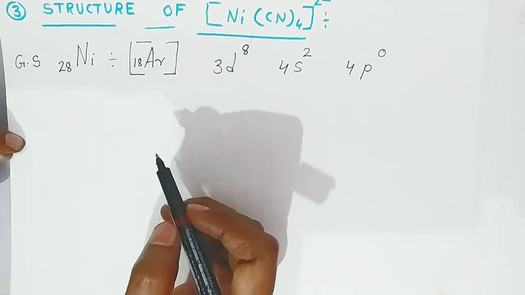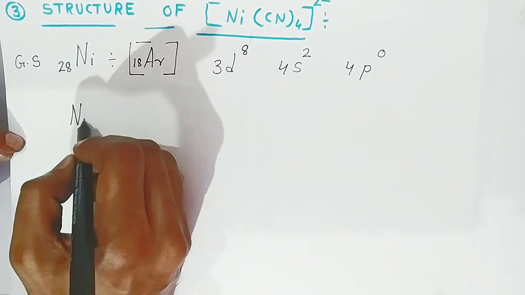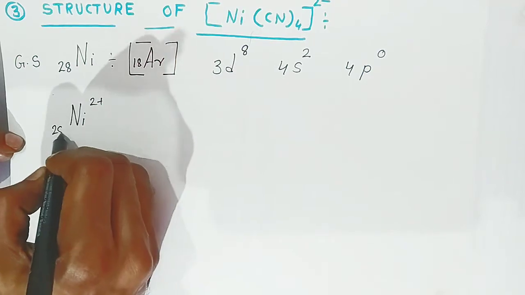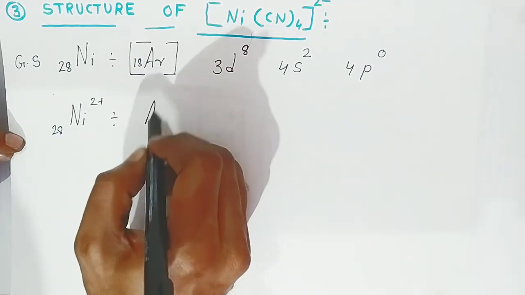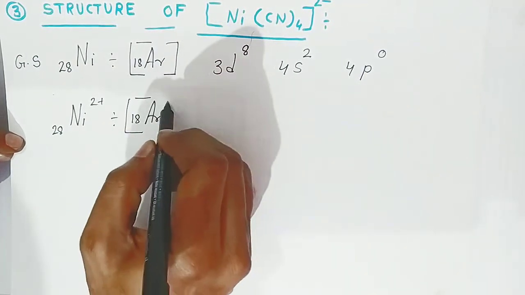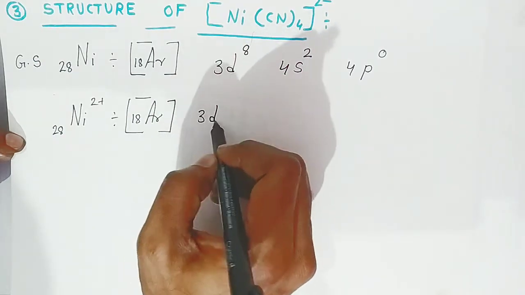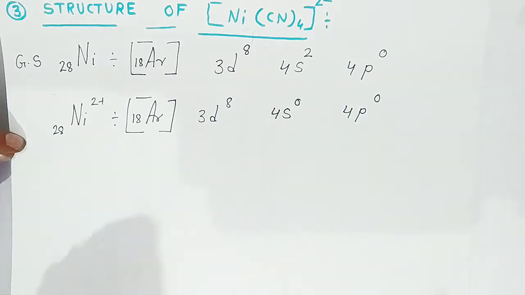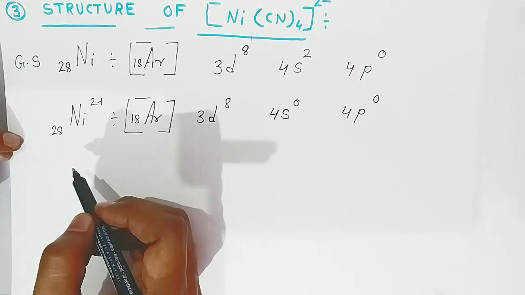Now what happens students when nickel has oxidation number 2 plus? The electronic configuration of nickel 2 plus is argon 18, 3d8, 4s 0, and 4p is also 0. This is the nickel 2 plus electronic configuration.